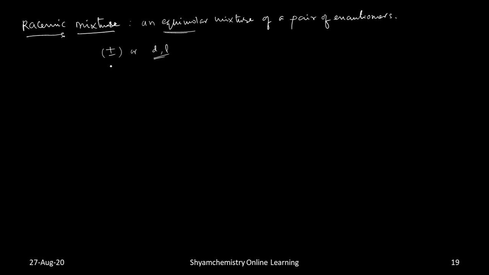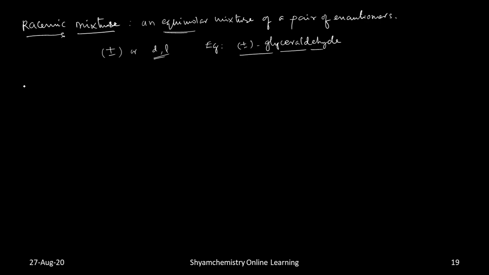Plus or minus glyceraldehyde means 50% dextrorotatory compound, 50% levorotatory compound. DL glyceraldehyde means 50% dextro, 50% levo. We can write it like this. Okay, take the example plus minus glyceraldehyde. When we put a prefix like this, then it is a mixture. What mixture? Racemic mixture. Okay.